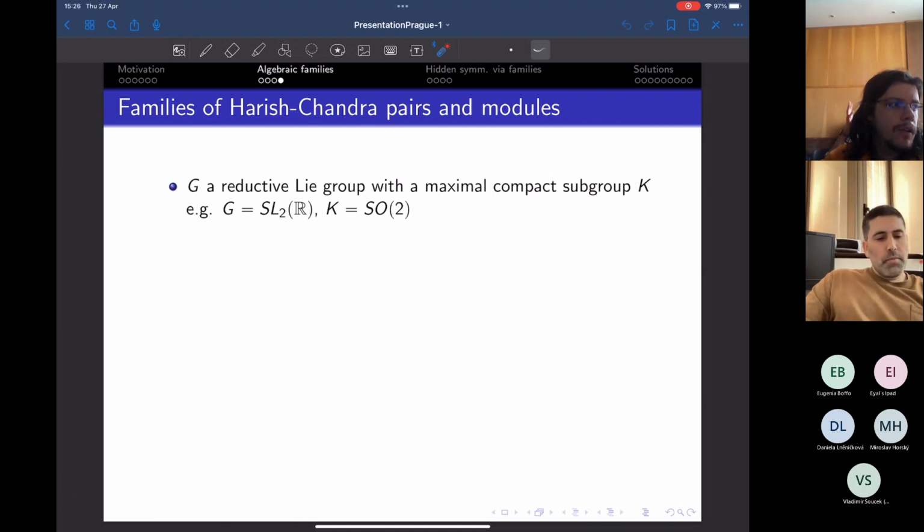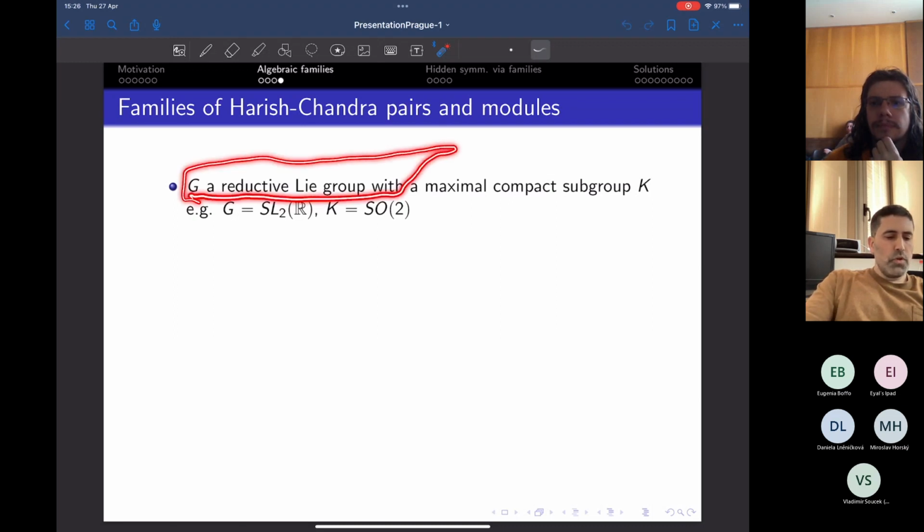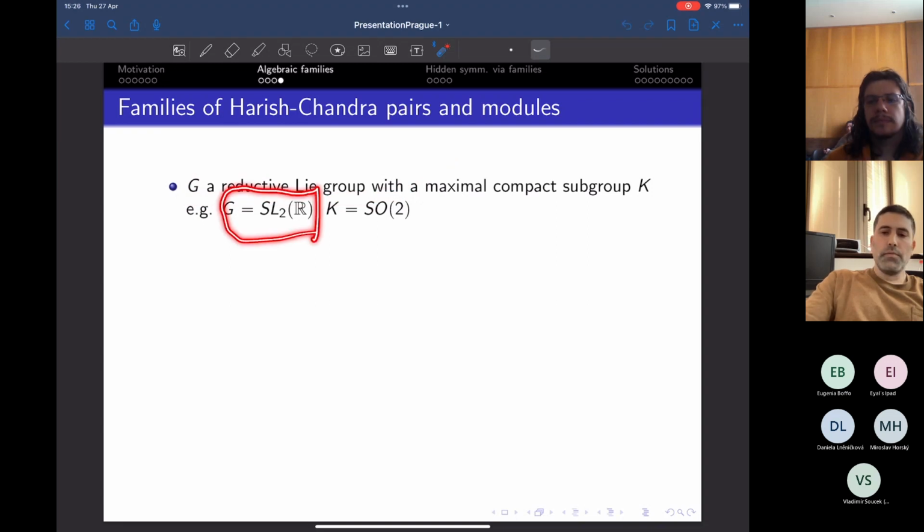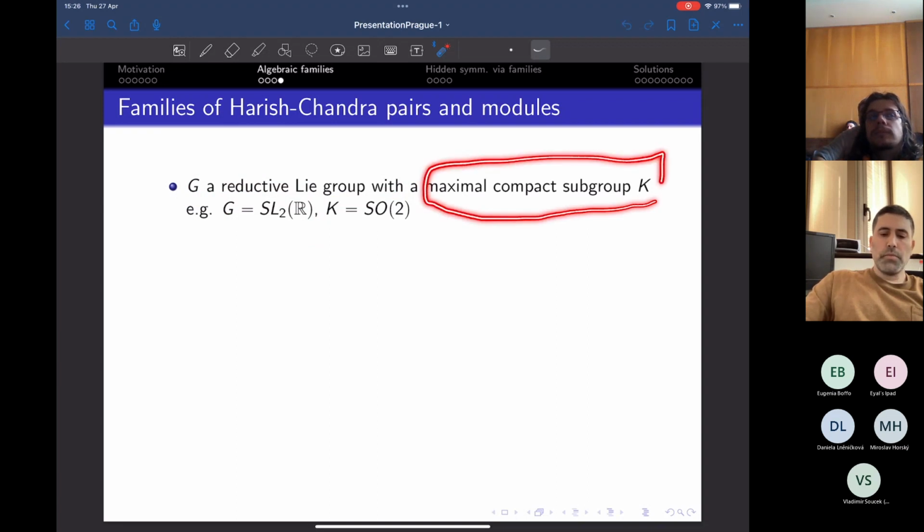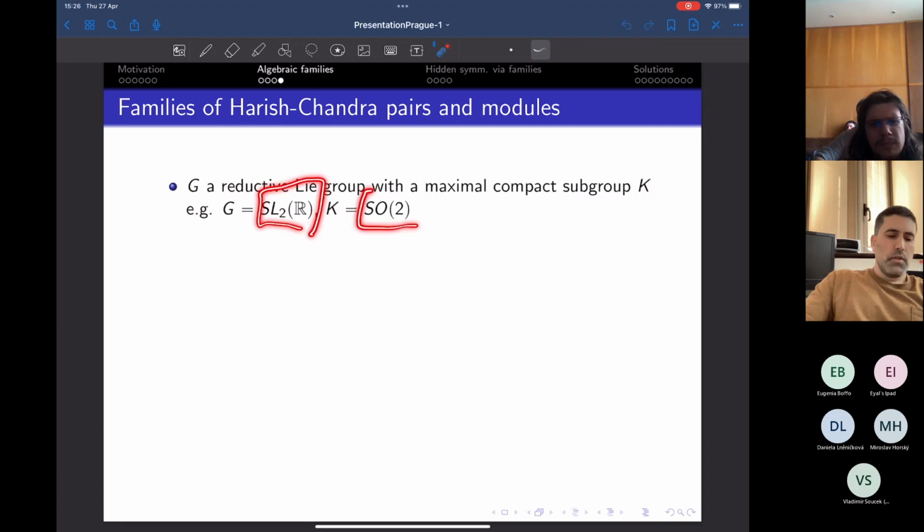Before moving forward, I will need some language from algebraic representation theory of reductive groups. Let me say a few words about what Harish-Chandra modules and Harish-Chandra pairs are, and then I'll talk a little bit about families of such things. Suppose that G is a reductive Lie group. If you don't know what that is, think about SL2R. Such a group contains an essentially unique maximal compact subgroup K. In this example of SL2R, you can take K to be SO2.